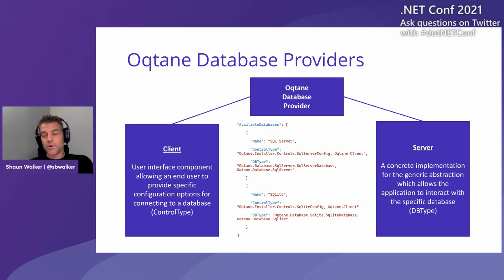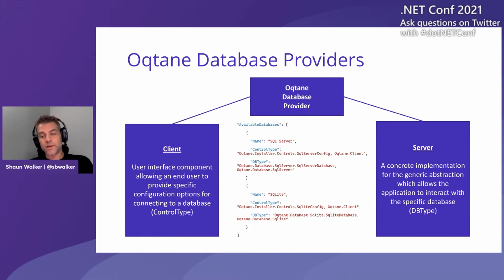So talking a little bit more about the technical implementation of multiple databases within Octane. From a high level, we had to break down the architecture into a couple of different workloads. On the client side, we needed the ability for end users to configure their specific database. So we needed some kind of user interface capability so that they could select the various options for connecting to a database, basically building a connection string.